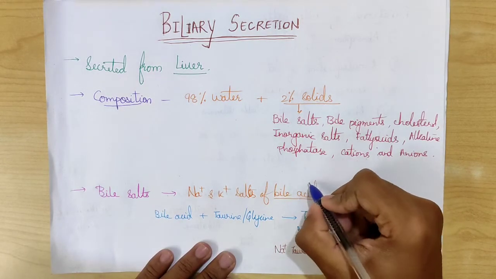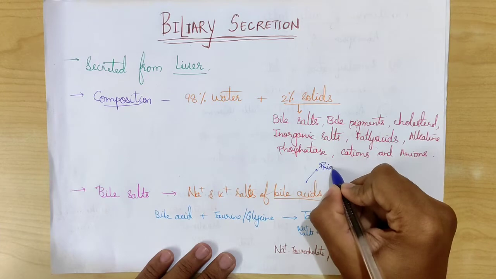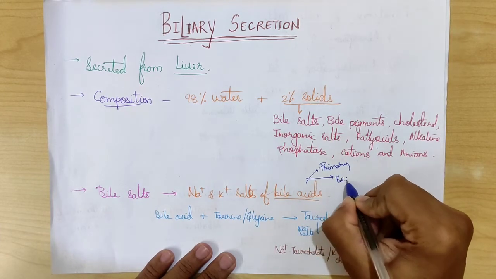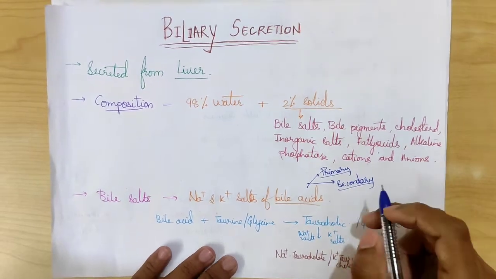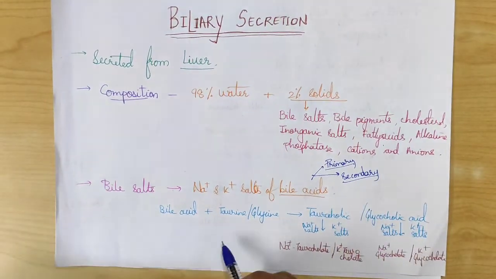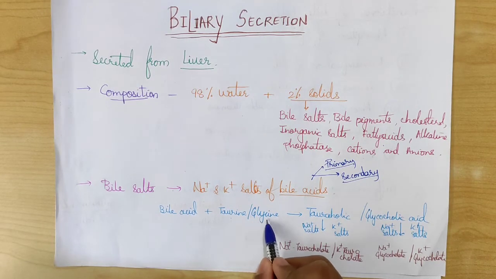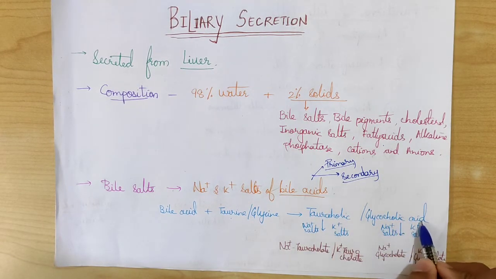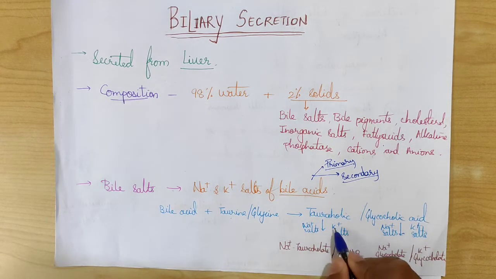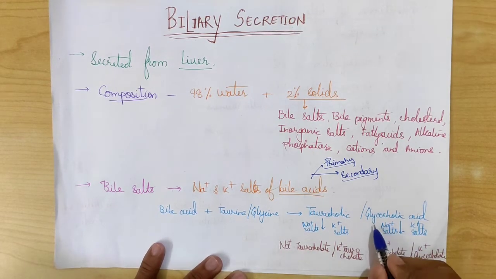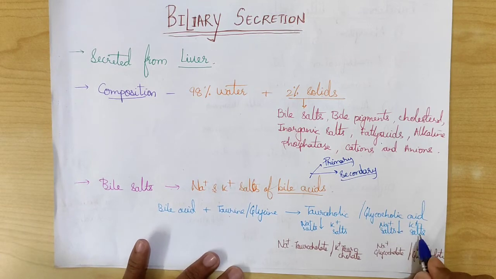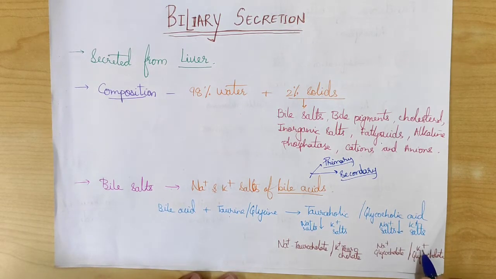These bile acids are again divided into primary bile acids and secondary bile acids. The primary bile acids are secreted in the liver and the secondary bile acids are secreted in the intestine. This bile acid first conjugates with taurine or glycine, which produces taurocholic or glycocholic acid. This taurocholic or glycocholic acid is again reacted with the Na+ salts or K+ salts to form sodium taurocholate or potassium taurocholate. This glycocholic acid reacts with the sodium salts and potassium salts to form sodium glycocholate and potassium glycocholate. Hence, these form the bile salts.